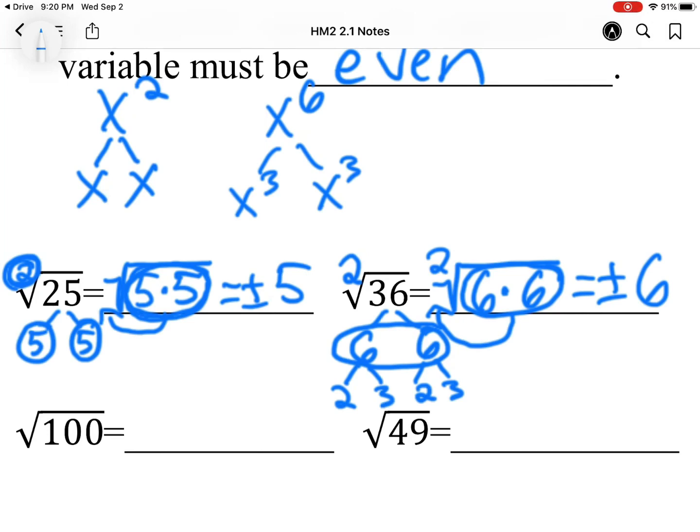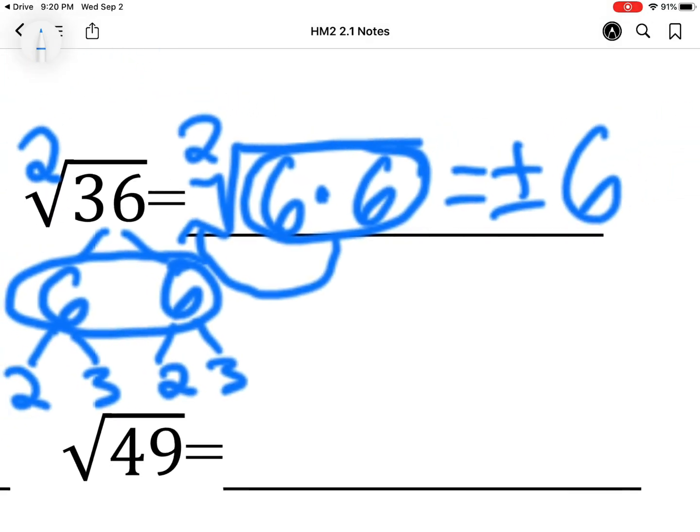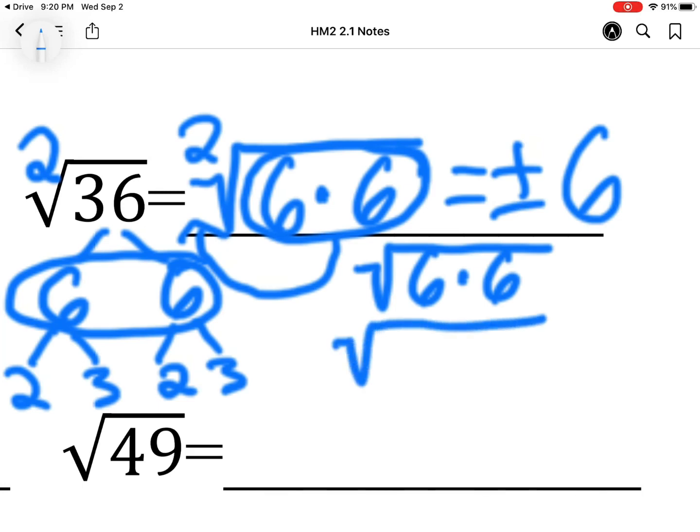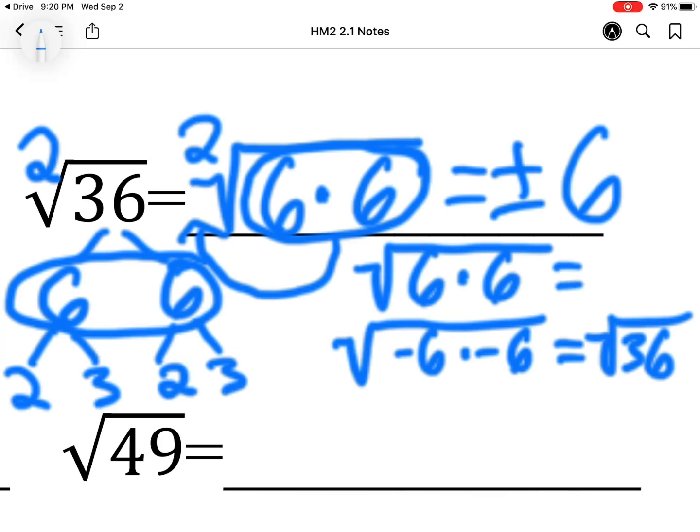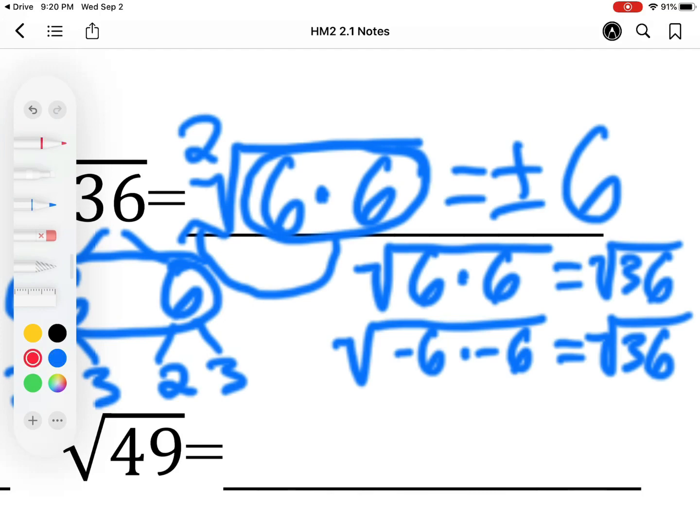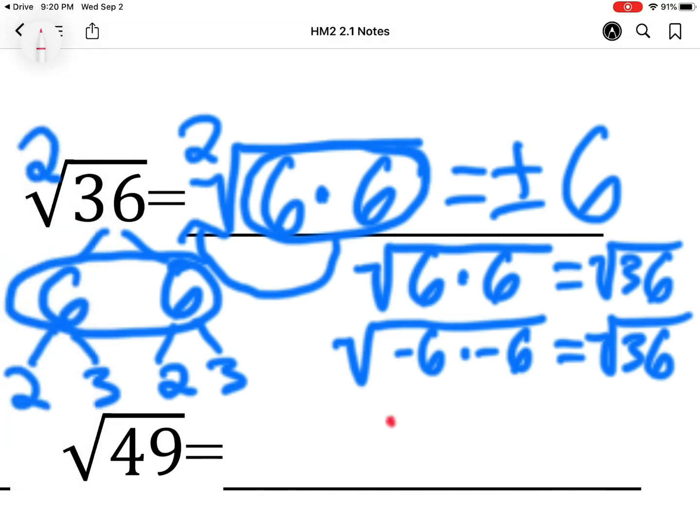Now, the reason why it's plus and minus is that let's take this 36, for example. If we had the radical of 6 times 6, we could also have the square root of negative 6 times negative 6. And it still would give us positive 36 on the inside of the radical. So when we moved it outside of the radical, we have to include that plus or minus part.